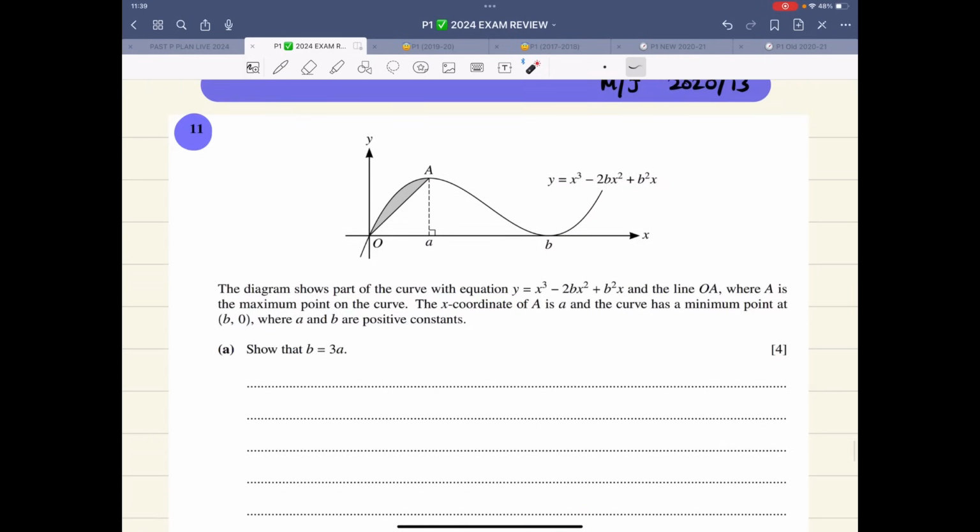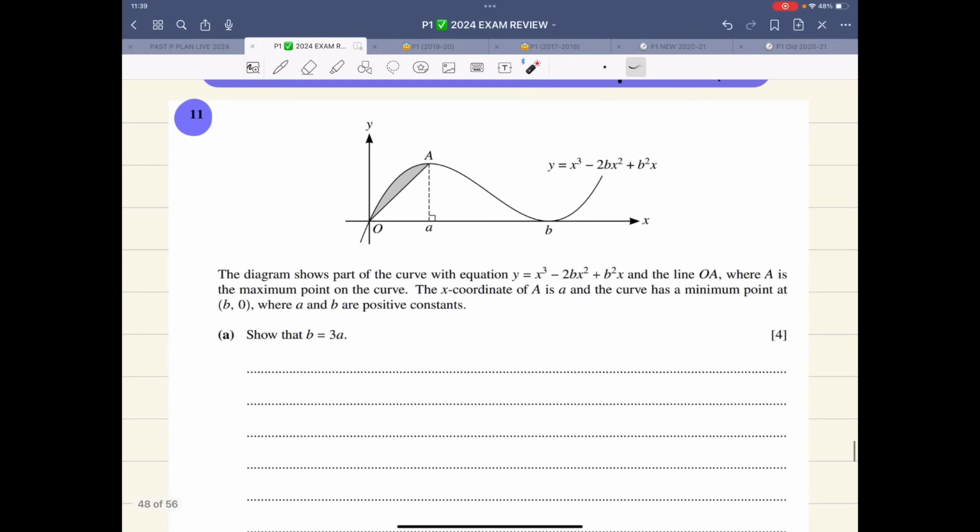Now let's look at this question. This question says the diagram shows part of the curve with equation such and such and the line. There is a curve that goes like this and the line OA going like this, where A is the maximum point on the curve, the x coordinate of A is small a, and the curve has a minimum point at P(b, 0). So this is the minimum, this is the max. Show that b is equal to 3a.